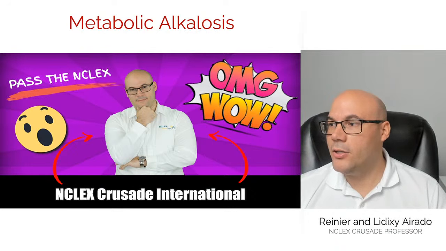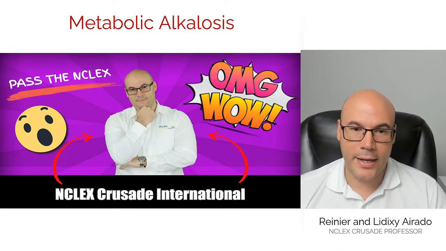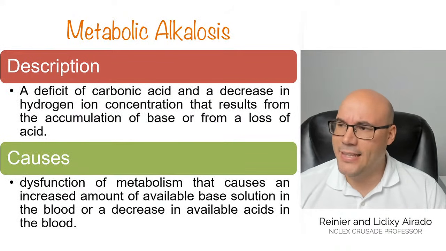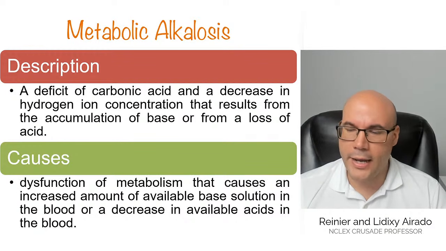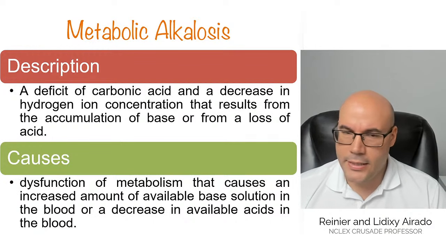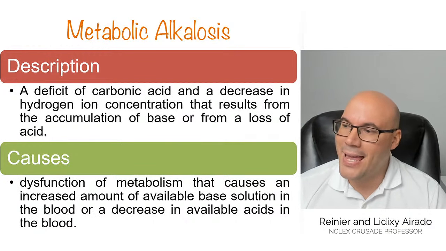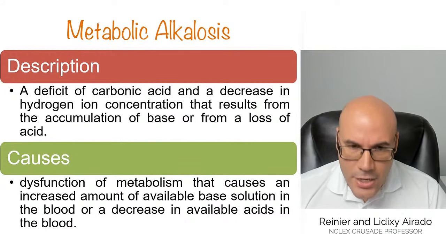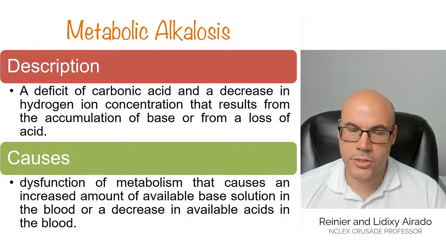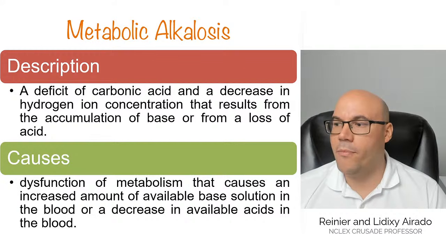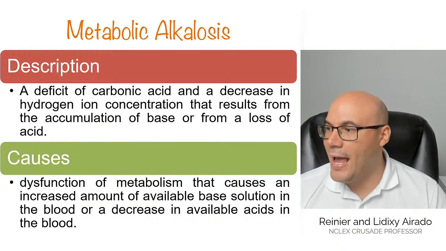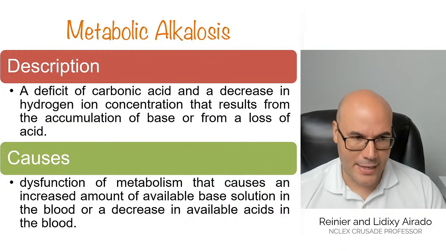But let's talk about today's topic, metabolic alkalosis. Let's begin with the definition of metabolic alkalosis. The definition or description: it is a deficit of carbonic acid and a decrease in the hydrogen ion concentration that results from the accumulation of base or from a loss of acid.